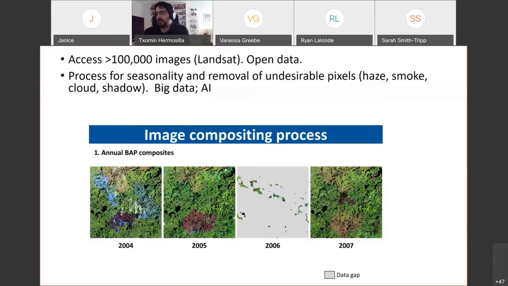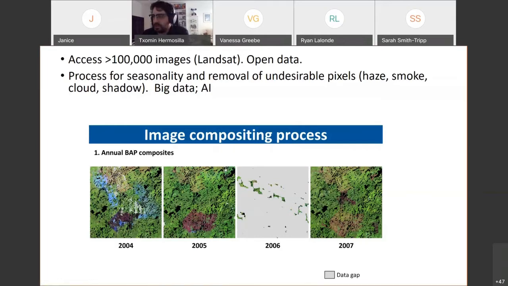And this is how it looks. We created an image composite for every single year. So we have 2004 with some data gaps that are shown in gray. 2005 has most of the information. In 2006, we couldn't find good pixels because of clouds and different factors. In 2007, we again have a good image of Canada.